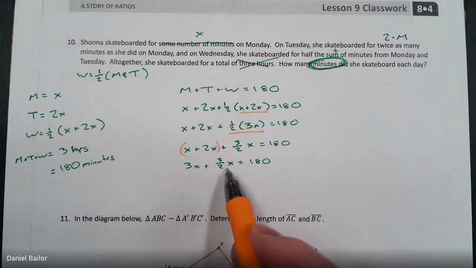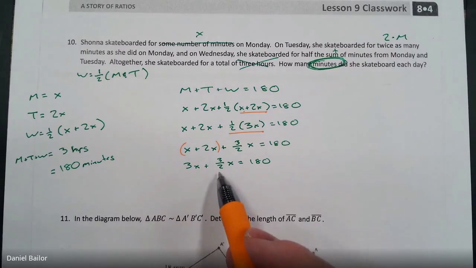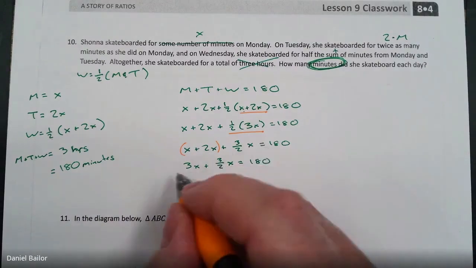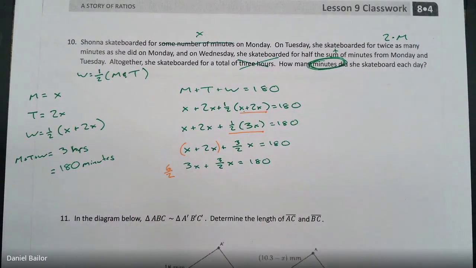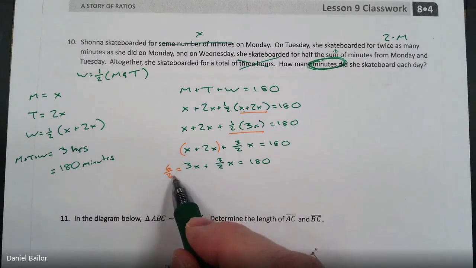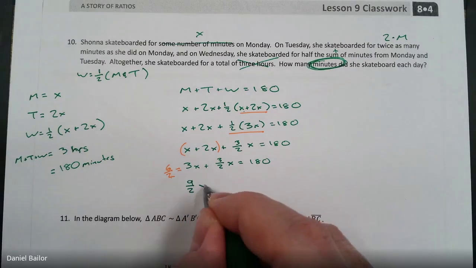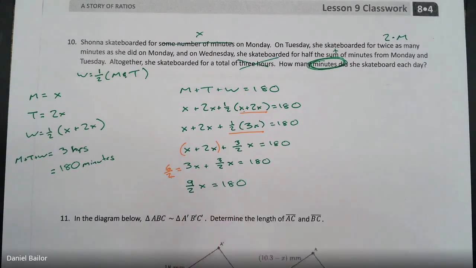Now I need to add these X terms together, but I can't because the denominators don't match. So to make the denominators match, I'm going to say 3 is the same as 6 over 2. 6 divided by 2 makes 3. The reason I use 6 over 2 is because then the denominators match, 2 and 2, so now I can add them together. So it's not 3X, it's 6 over 2 X. 6 over 2 plus 3 over 2 is 9 over 2 X equals 180.